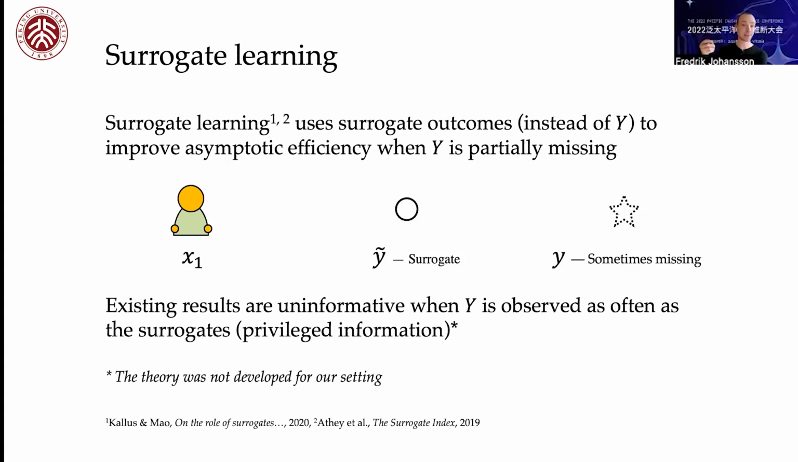But the existing results for this setting become uninformative for the type of question we are asking, which is: is it better to learn using privileged information or not? It becomes informative when you always observe the outcome. And that's the setting we're studying. So if you have the surrogate, you also have the outcome is our setting, if you compare it to surrogate learning. So it doesn't give us everything we want, basically.